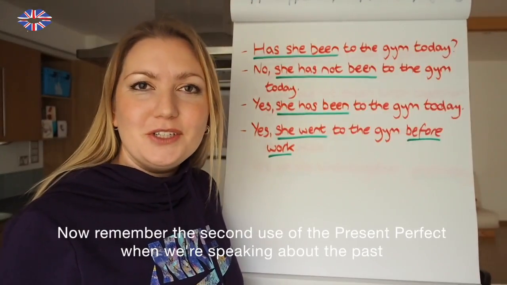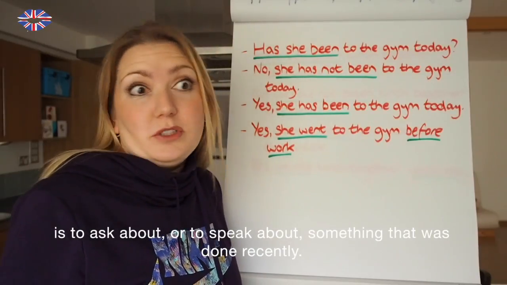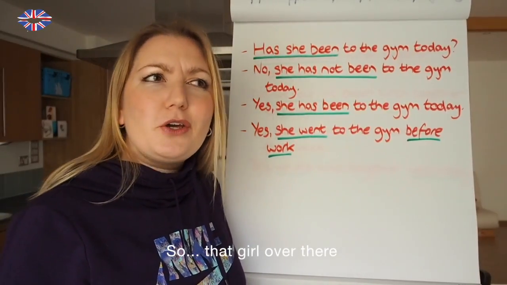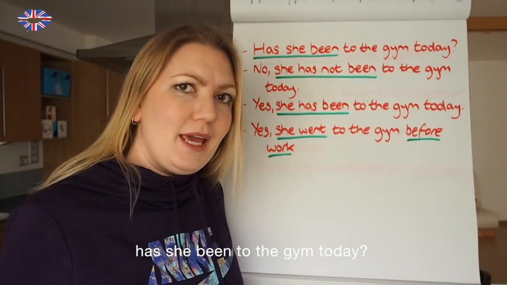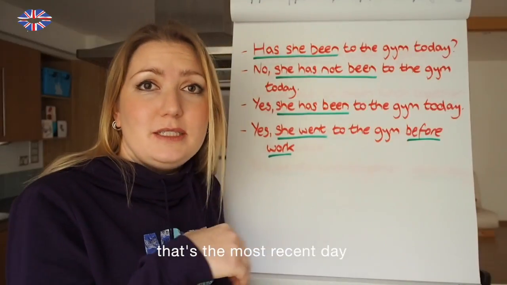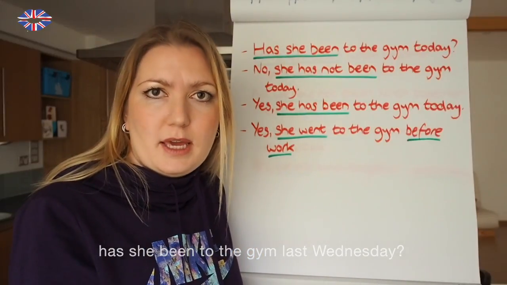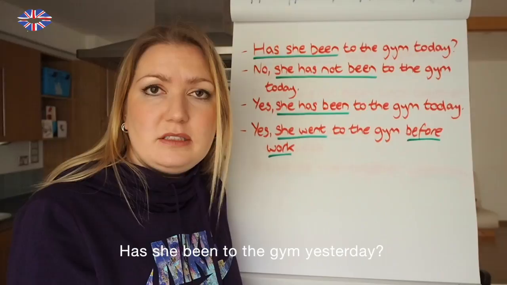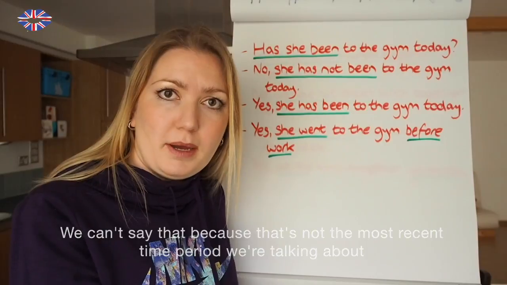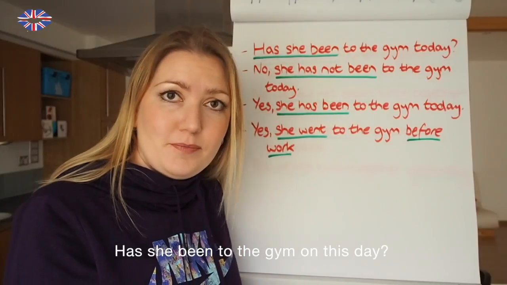Now remember, the second use of the present perfect when we're speaking about the past is to ask about or to speak about something that was done recently. So, that girl over there, has she been to the gym today? Now note that I'm asking about today. That's the most recent day. I can't say, has she been to the gym last Wednesday? Has she been to the gym yesterday? I can't say that because that's not the most recent time period we're talking about. I want to know today. Has she been to the gym on this day?